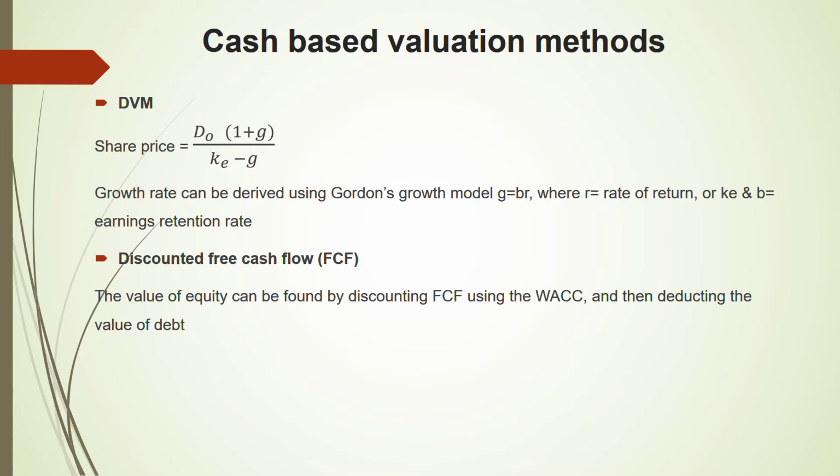So value of equity can be found by discounting free cash flow using WACC. Remember, when it's free cash flow, FCF, there is no E. You have to discount using WACC only, or cost of capital. Free cash flow will be given and then you discount it using WACC. And then you have to deduct the value of debt because we are only focused on value of equity only. Value of equity is the value of the company only.